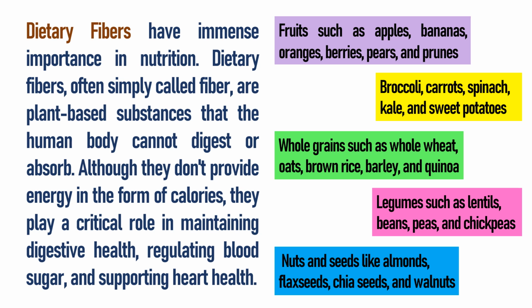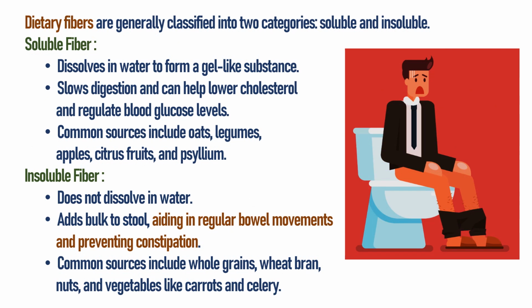Please pause and go through this list of various categories of food items, which have reasonably optimum or high fiber content. Dietary fibers are generally classified into two categories: soluble and insoluble. Soluble fiber dissolves in water to form a gel-like substance. It slows digestion and can help lower cholesterol and regulate blood glucose levels. Common sources of soluble fibers include oats, legumes, apples, citrus fruits, and psyllium.